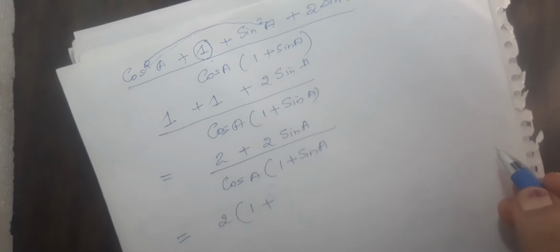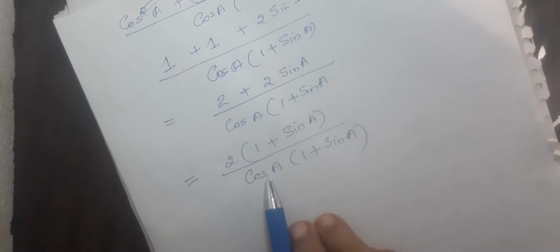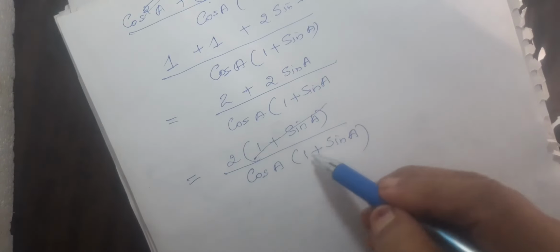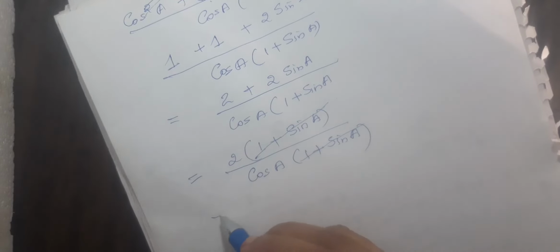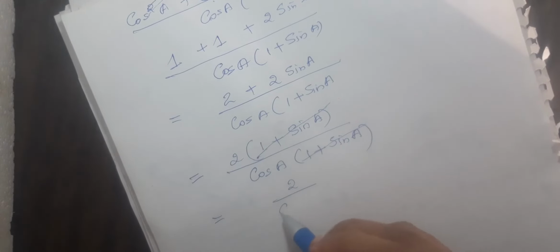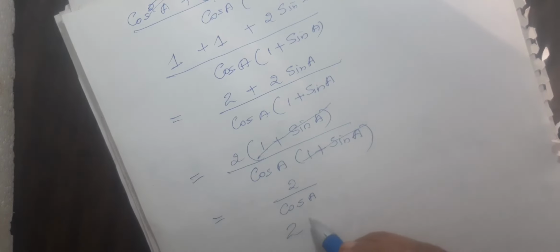So 2 plus 2 sin A. When you take out the common factor, you will get 1 plus sin A inside the bracket, by cos A into 1 plus sin A. We have got this now. In the numerator as well as the denominator, you have 1 plus sin A, 1 plus sin A. Just cancel it. So finally you get 2 by cos A.